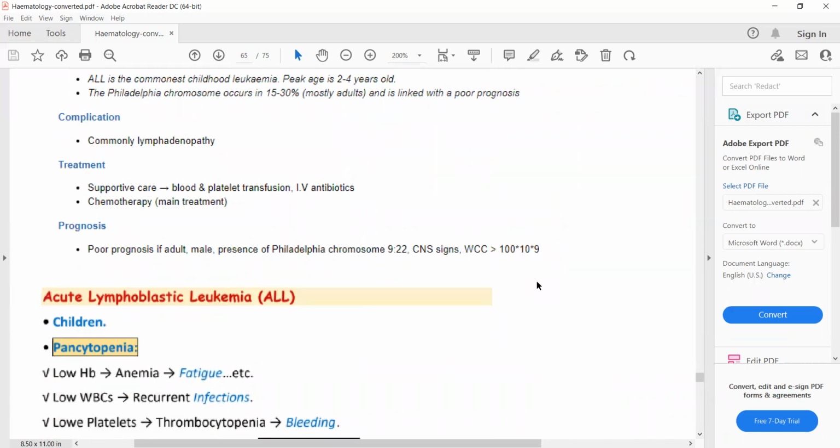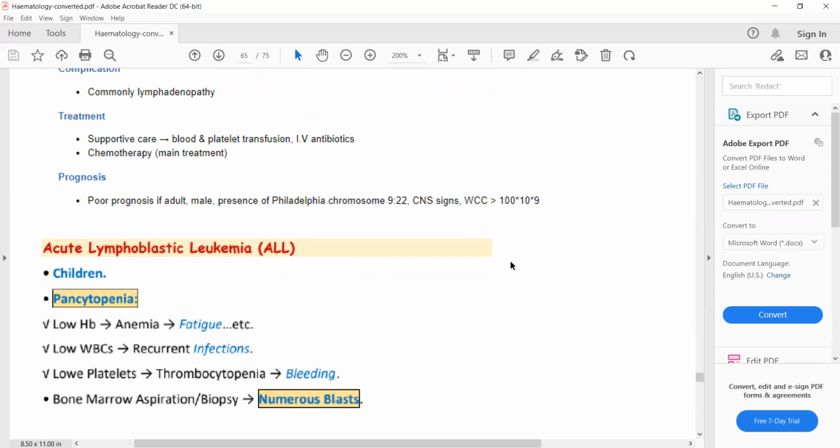So, what is the prognosis of acute lymphoblastic leukemia? If it's diagnosed in adults, then the prognosis is poor. So it's a poor prognostic factor. Presence of Philadelphia chromosome in ALL is also a poor prognostic factor. CNS signs are also a poor prognostic factor, and a white cell count of more than 100 is also a poor prognostic factor.